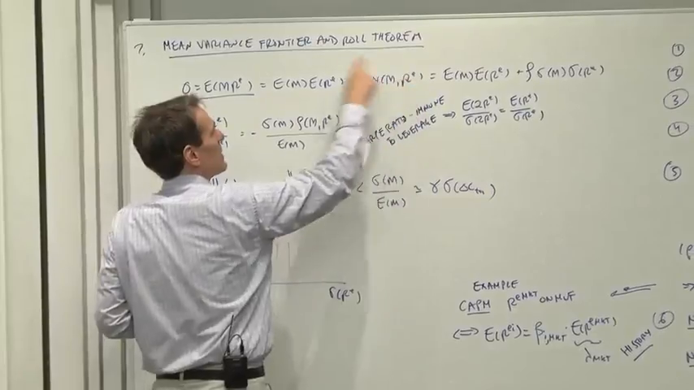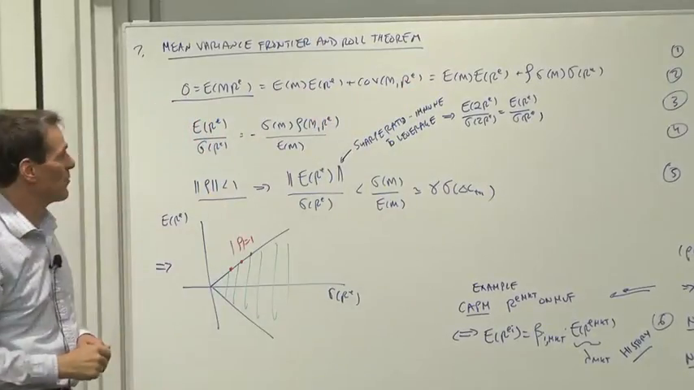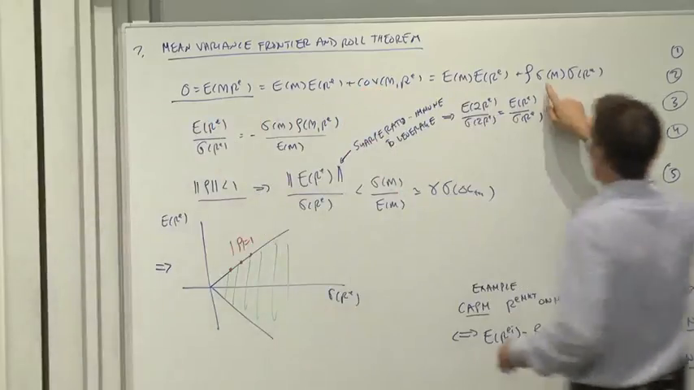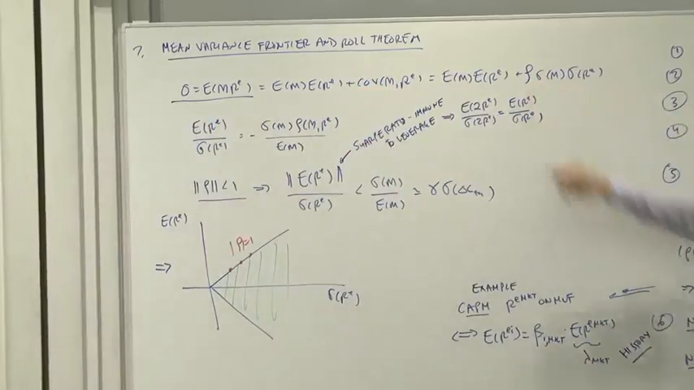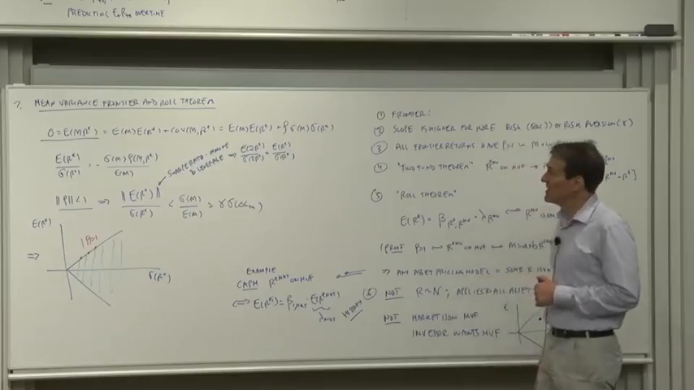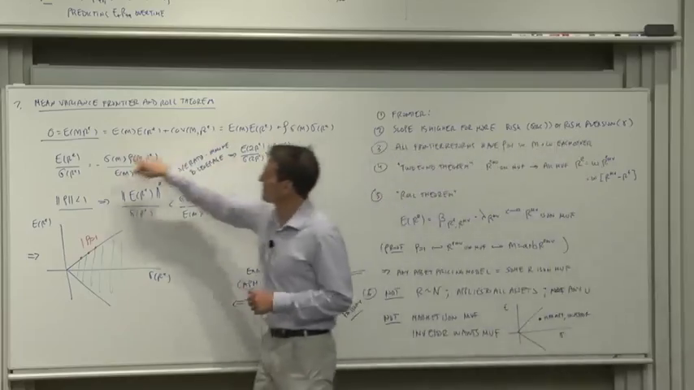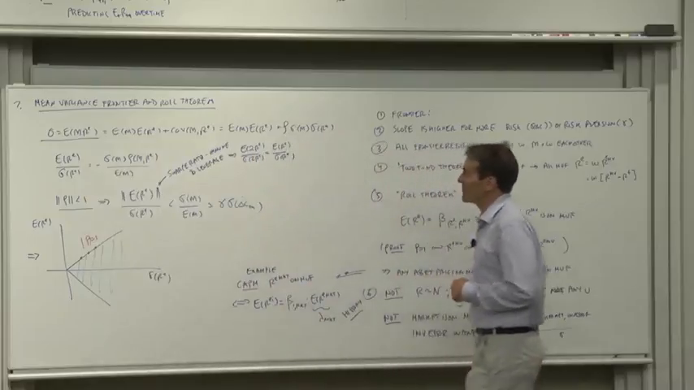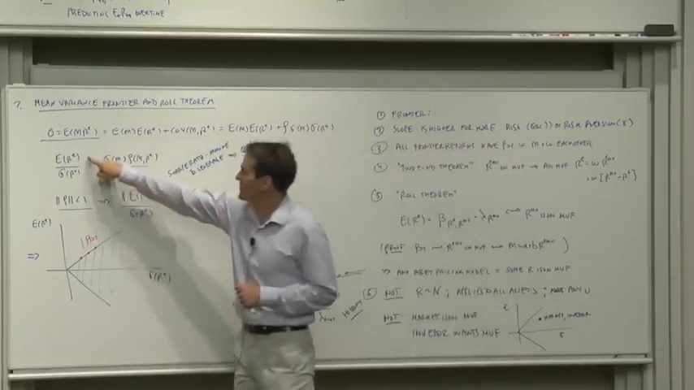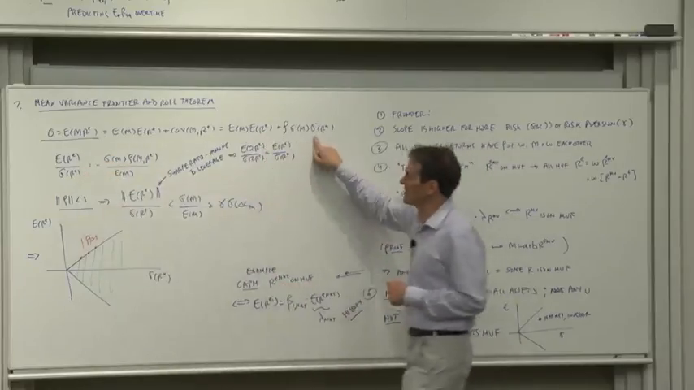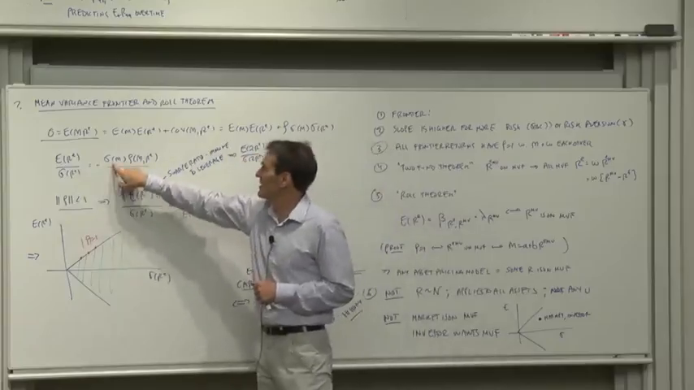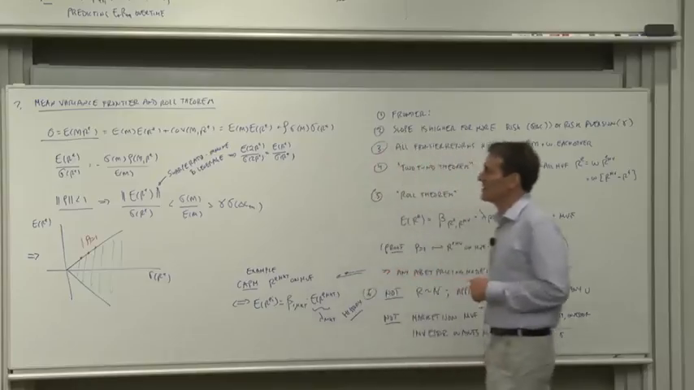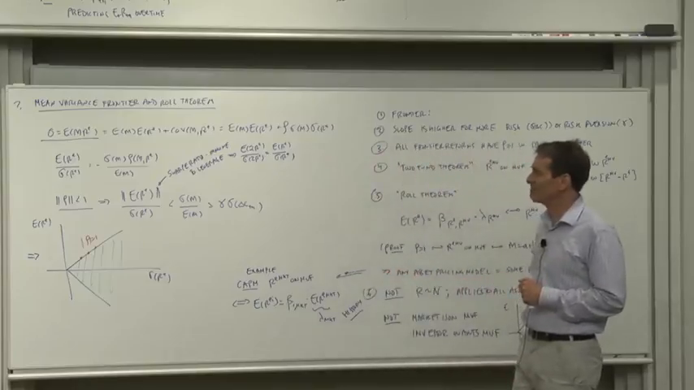Break that guy up again by the definition of covariance. We've done that one before. And now break up covariance into the product of standard deviations and the correlation coefficient. Next step, bring the expected returns onto the left-hand side. Bring the other stuff onto the right-hand side with the zeros. And you get the ratio of expected return to standard deviation of return equals negative standard deviation of m over mean of discount factor times the correlation coefficient between the discount factor and the excess return.